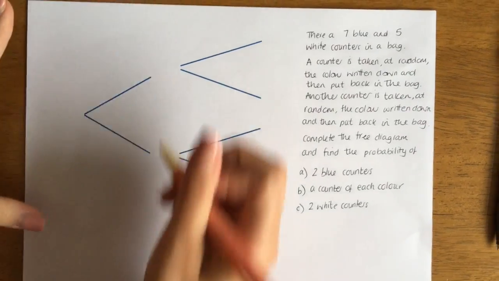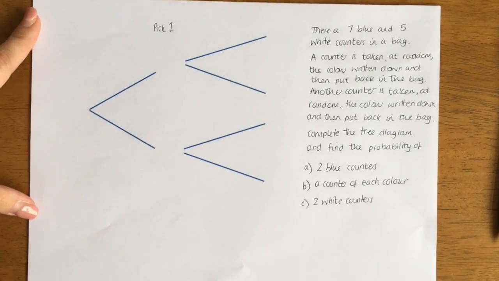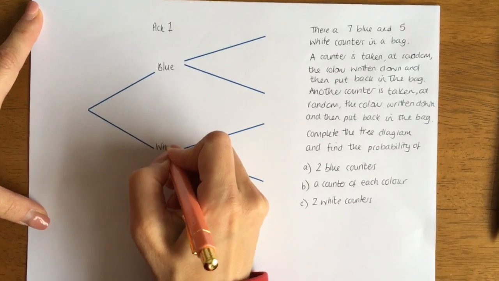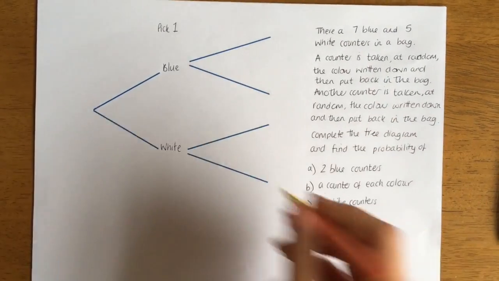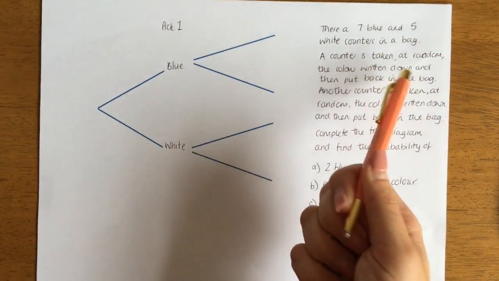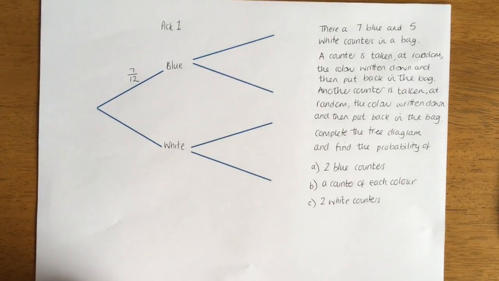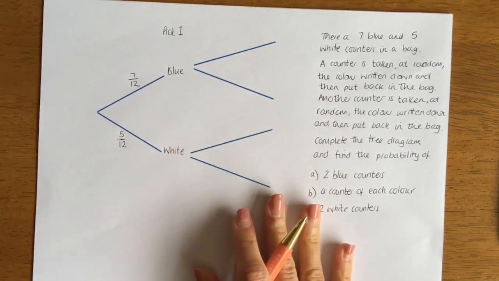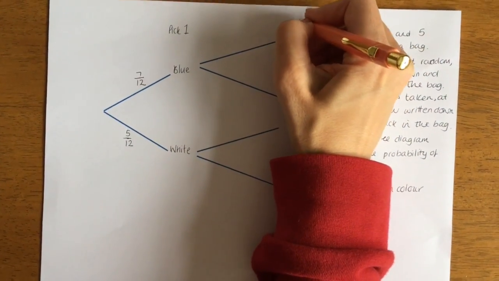So this is pick number 1. If I put my hand into the bag of counters, I can either choose a blue counter or a white counter. The probability of me choosing a blue counter is 7 out of however many counters were in the bag altogether, which is 12. So 7 over 12. The probability of me picking a white is 5 over 12 because there are 5 white counters. So I put my counter back and then I go to pick 2.